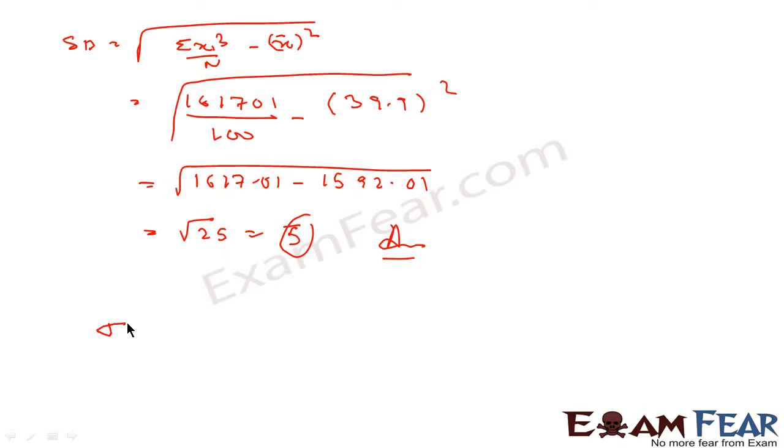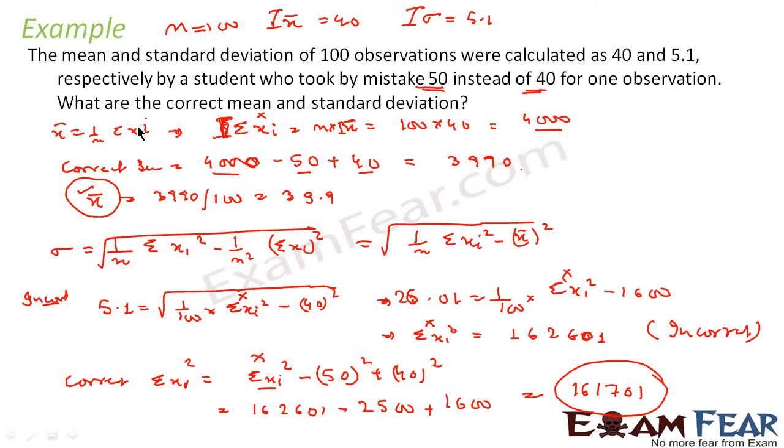If you want to know the correct variance, it is nothing but sigma square, that is 5 square, that is 25. So the correct variance is 25 and the correct standard deviation is 5. Very simple. What we have done is just use this formula: the correct sum is equal to the incorrect sum minus 50 plus 40, and the correct summation xi square is equal to the incorrect sum xi square minus 50 square plus 40 square.